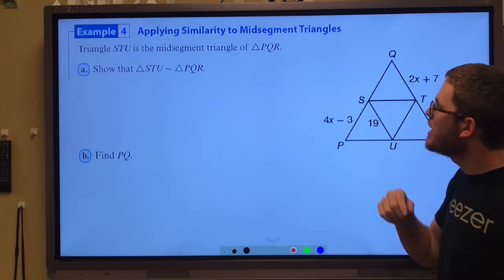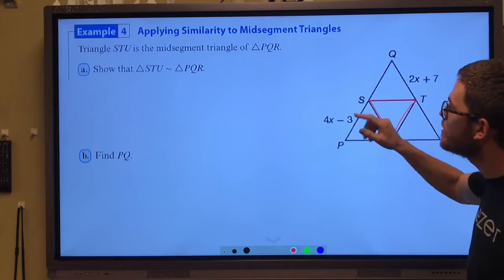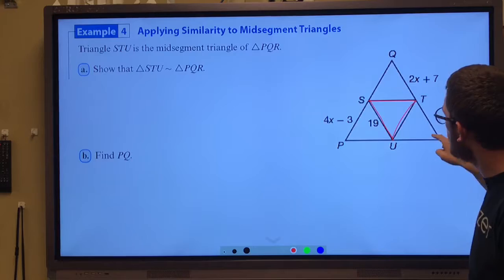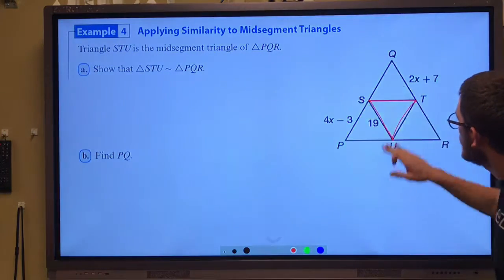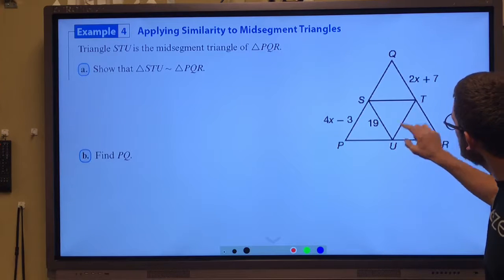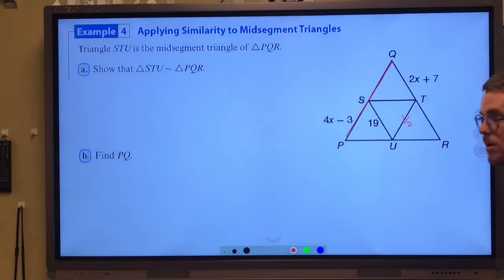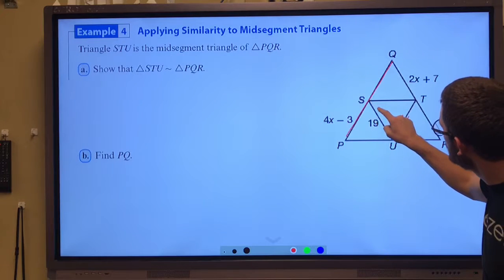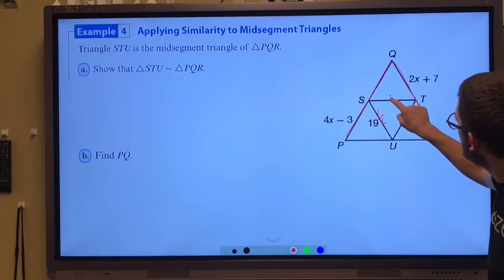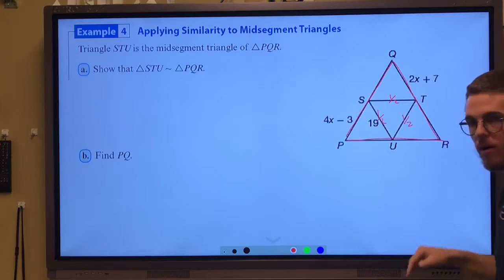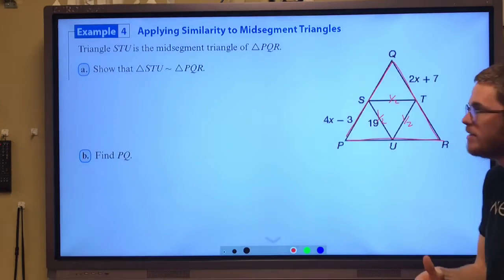So here we want to show that STU is similar to PQR. Well, we're told this is a midsegment triangle, so I know that TU is 1/2 of PQ. I know that SU is 1/2 of QR, and I know that ST is 1/2 of PR. So by SSS, they are all proportional, so they must be similar.